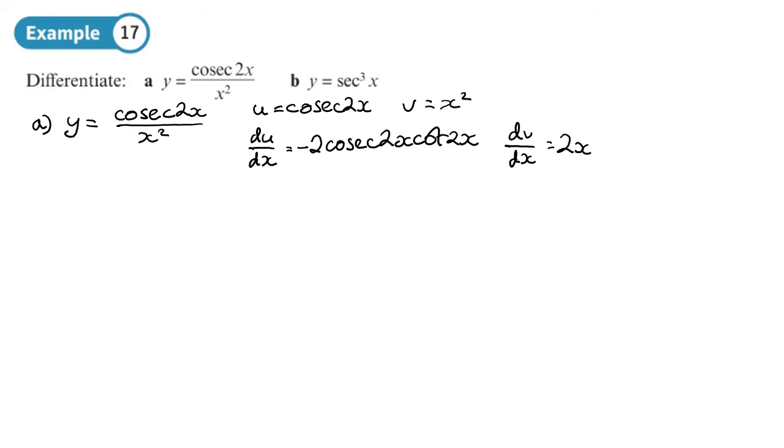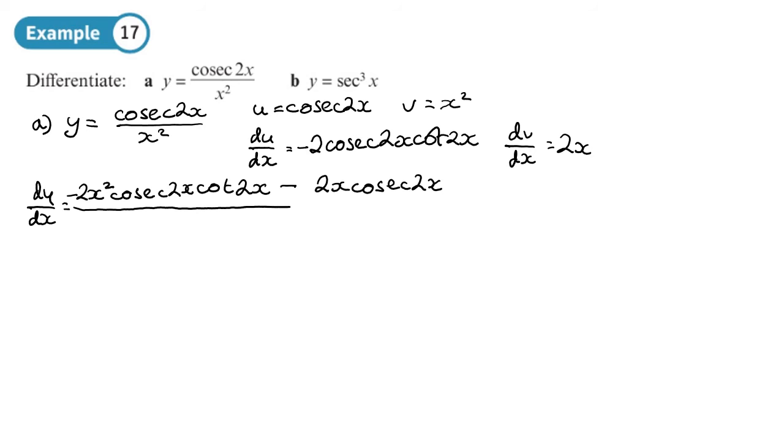So putting that into the quotient rule, dy dx is going to be the bottom times by the top. So let's put minus 2 cosec 2x cot 2x, minus, and then u times by dv dx, so that's going to be 2x cosec 2x, all over the bottom squared, which is going to be x squared squared, which is x to the power 4.